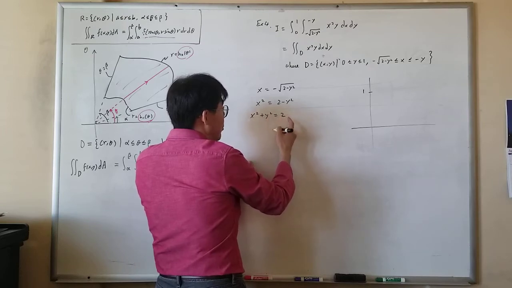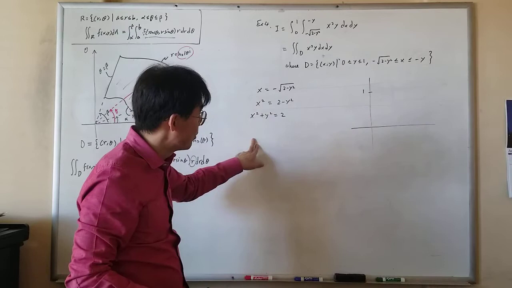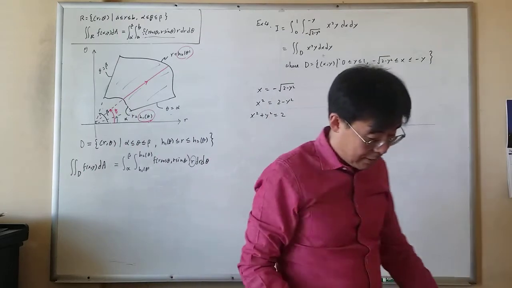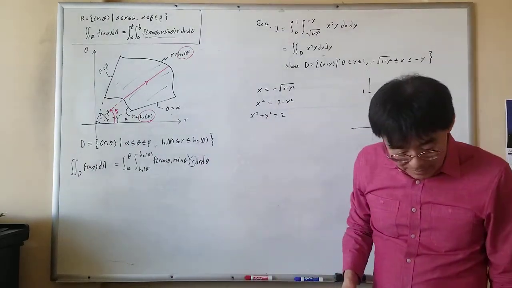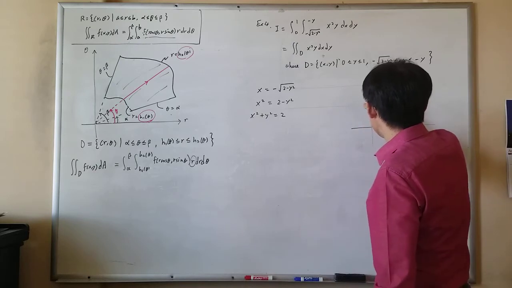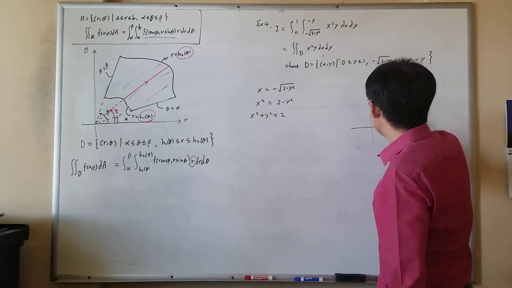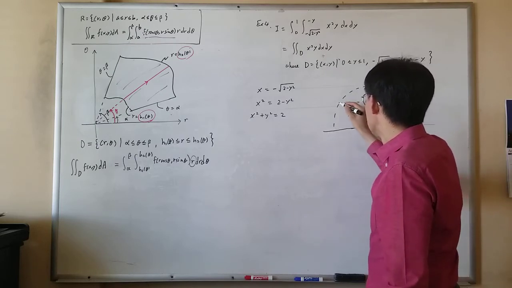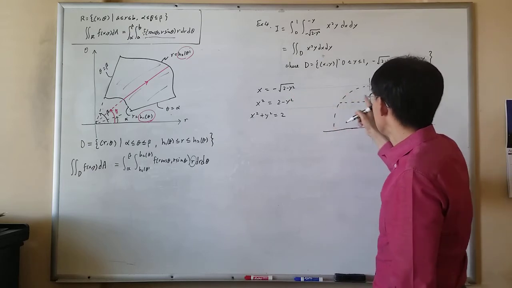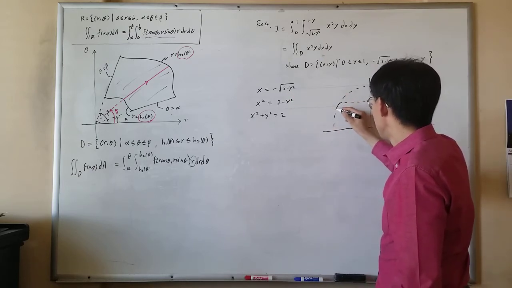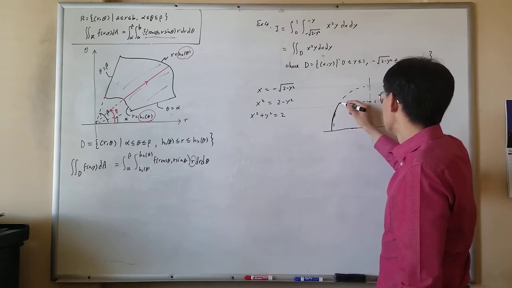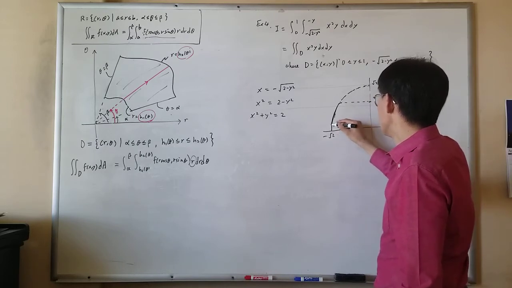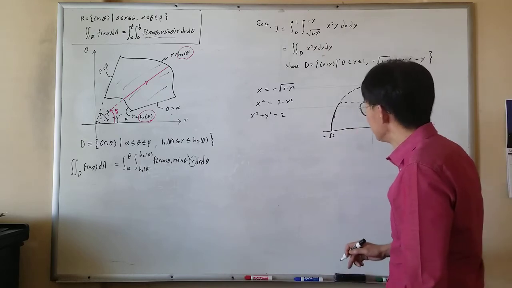Hey, it's a circle. Circle with radius square root of 2. X minus means left semicircle, isn't it? Right? So left semicircle. For given y, when y equals 1, you get x equals negative 1, right? So it is part of left semicircle.